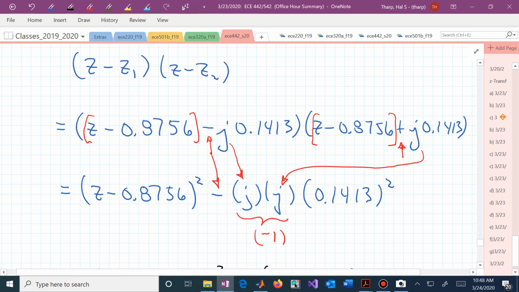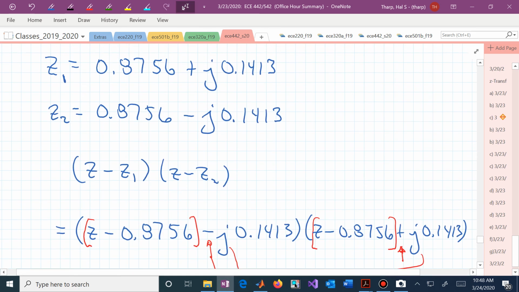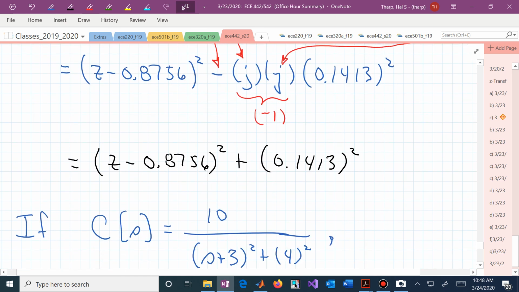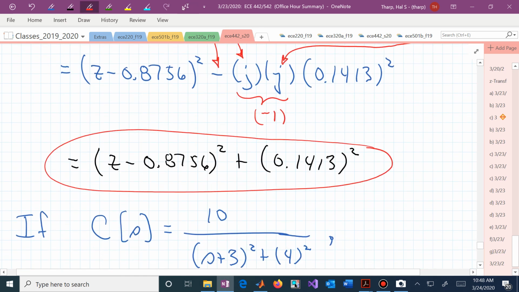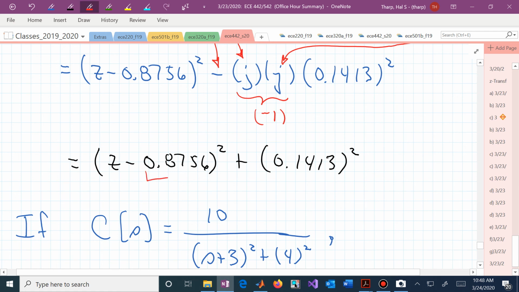Its imaginary component. So now once you have this pole location in rectangular form, you can immediately write it in this quadratic structure, and you can hopefully now see that we have a real part of 0.8756 and our imaginary part is 0.1413.